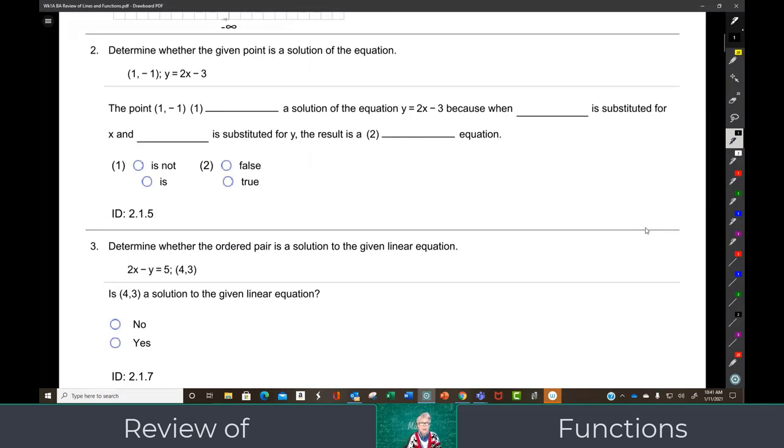Okay, now we're going to determine if a point is a solution of the equation. Now, what do they mean by that? What the people who wrote the book are asking is: is this point on this line? That's what being a solution of the equation means. A line is given to you as an equation because there's an equal sign. You've got y equals 2x minus 3. So is the point 1, negative 1 on there?